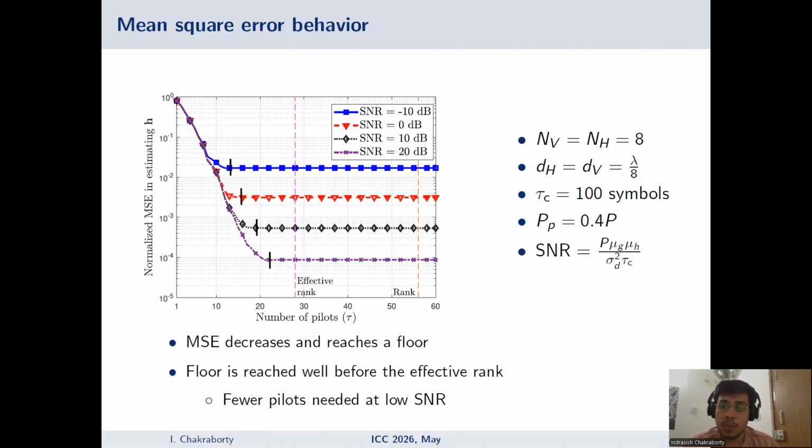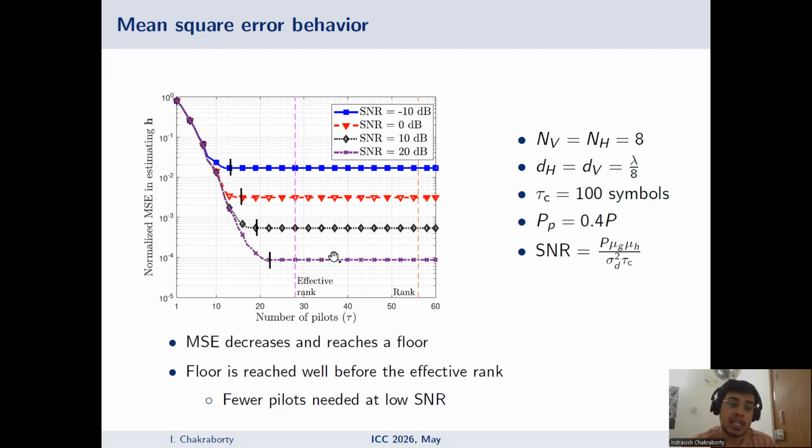Now, for numerical results, we consider an 8x8 square RIS with inter-element spacing being lambda by 8. The coherence interval is considered to be 100 symbol durations. The total pilot power budget for this numerical result is considered to be 40% of the total power budget. And the SNR is defined as the product of the total power budget and the cascaded channel gain normalized by noise variance and coherence time. For the correlation model, we assume the sinc correlation model here.